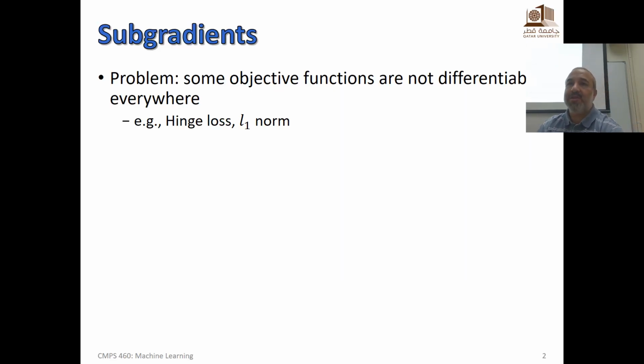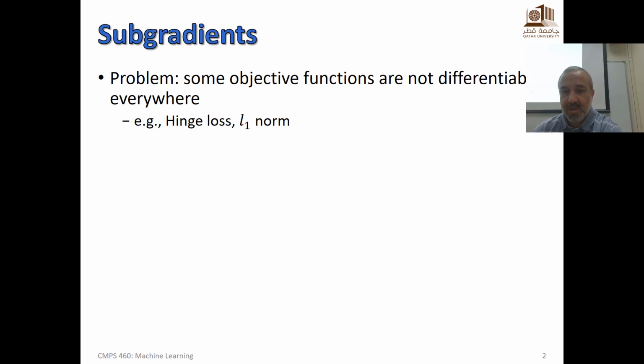What do you mean by that? Some of the loss functions or the objective functions are not differentiable everywhere. So they are not continuous everywhere. There are some points where we cannot actually compute the derivative. First, an example is hinge loss.